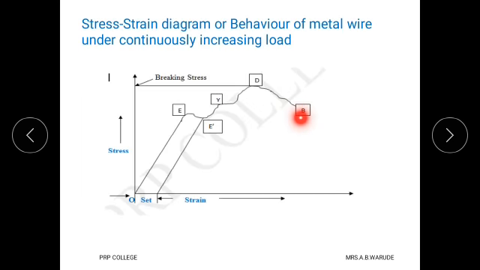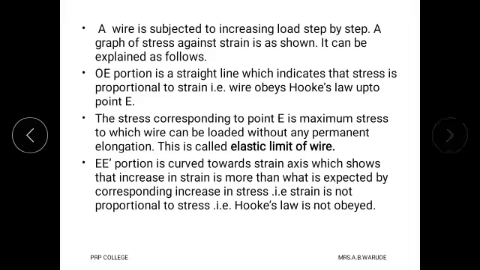See here, this is the ultimate stress, that is point D. Up to this the wire can withstand, it holds the total load. But after that, if the load is continuously applied, then some weak points are formed, called neck points, and at the very weak point the wire breaks, which is called the breaking stress.